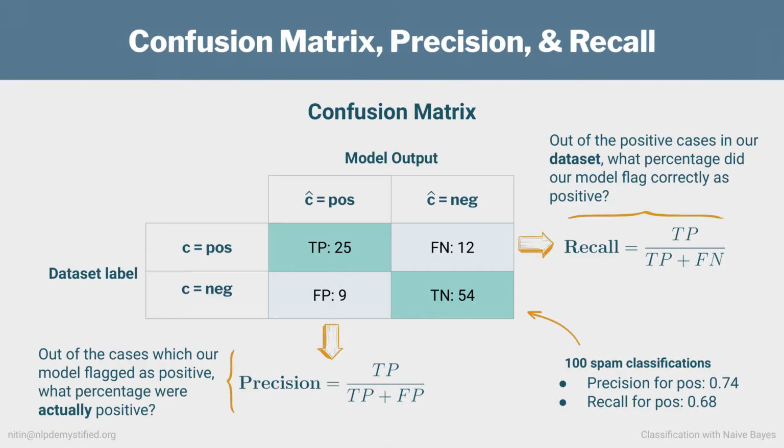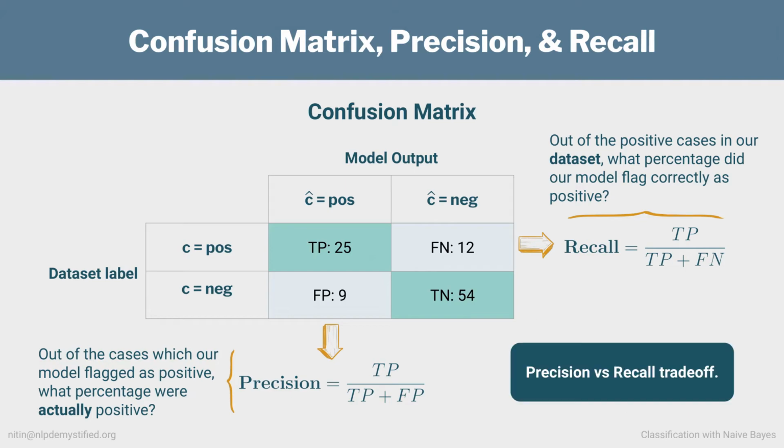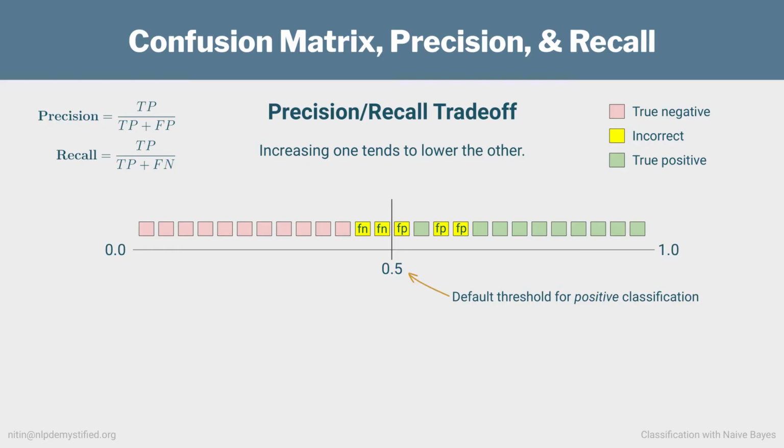And it's important to know here that we can control our model's level of precision and recall, but increasing one tends to come at the cost of decreasing another. Let's say our classifier made a number of binary classifications, and this isn't specifically naive Bayes, just any classifier. The green squares are true positives, the pink squares are true negatives, and the yellow squares are incorrect predictions, a mix of false negatives and false positives.